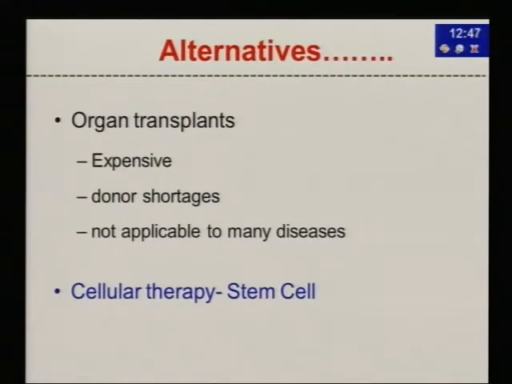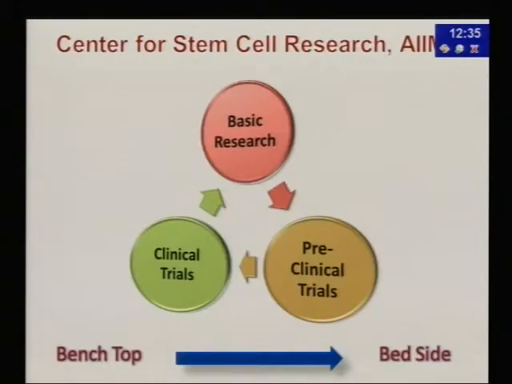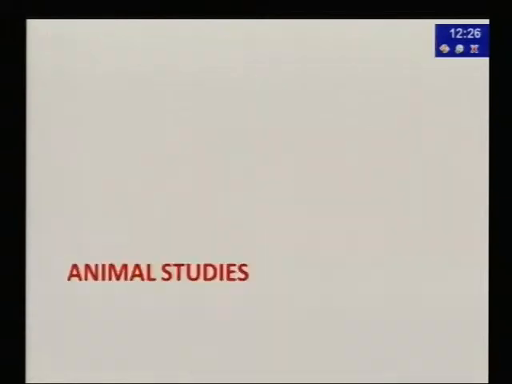We can think of organ transplant, but again, they are very expensive, there is a shortage of donors, and in some cases it is not applicable, like brain. You cannot totally do a brain transplant. So if stem cells can augment in some of these diseases. At AIIMS, we took up this research in stem cells using three components, the preclinical, clinical, and basic, and I'll go one by one in these areas.